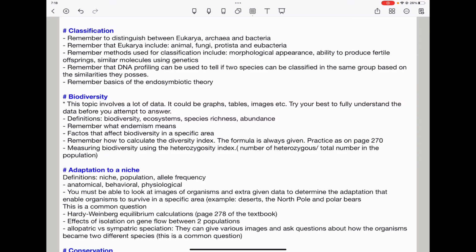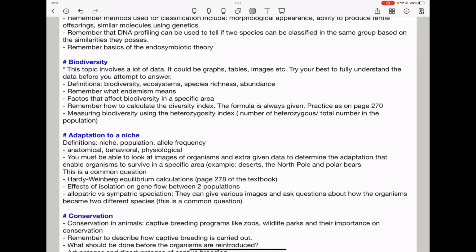Remember methods used for classification include morphological appearance, the ability to produce fertile offspring, as well as similar molecules using genetics. You need to remember that DNA profiling can be used to tell if two species can be classified in the same group based on the similarities they possess. Remember the basics of the endosymbiotic theory.